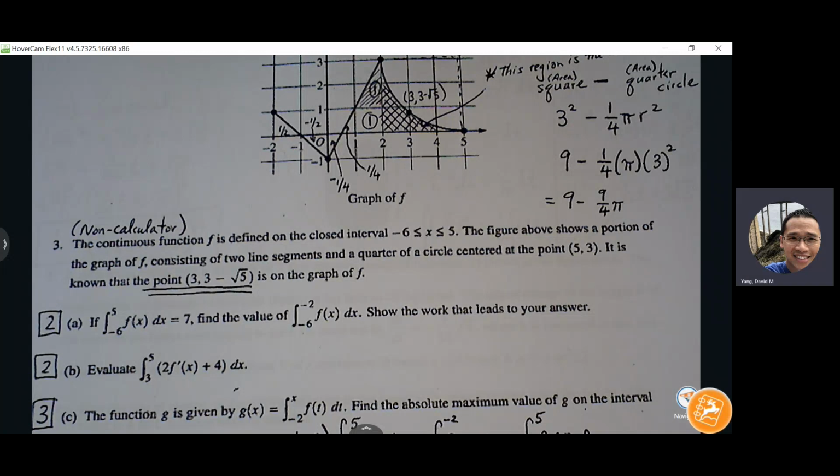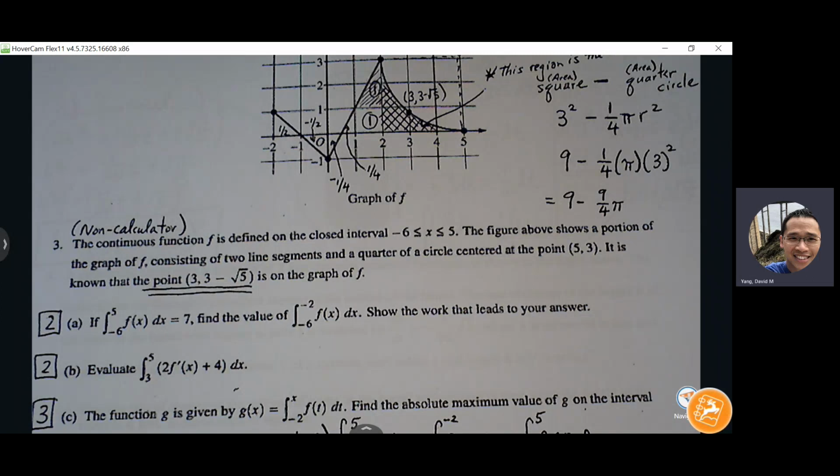Continuous function f is defined. The figure above shows a portion of the graph consisting of 2 line segments and a quarter circle here, centered at the point (5, 3). So, sorry, the quarter circle is here. And imagine this is a kind of quarter circle that's up here, centered at ordered pair (5, 3).